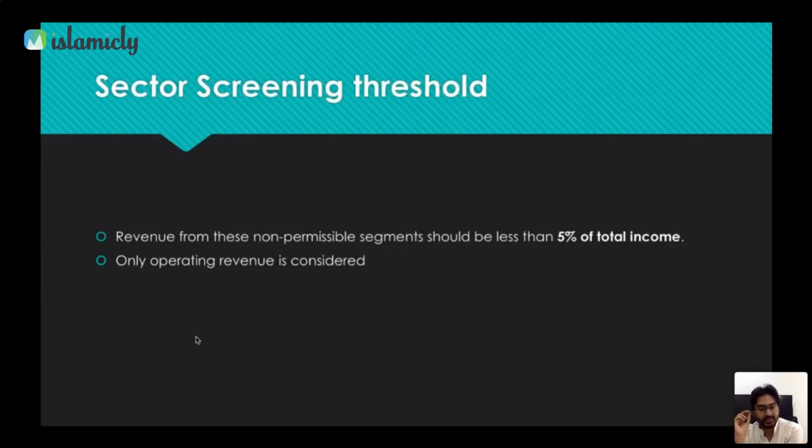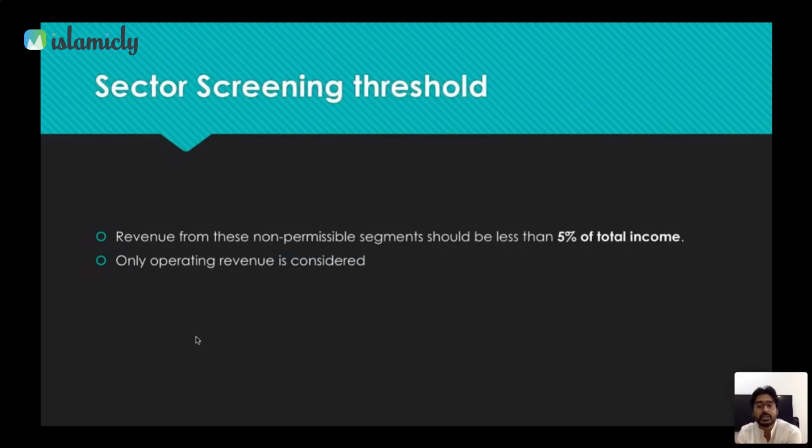Now, these non-compliant activities should be from its operating income. What is operating income? Operating income is essentially income from the principal activities of the business. So if a company is deriving revenue from sale of alcohol or pork, and it is involved in that business, then the revenue from such activity is considered an operating activity.